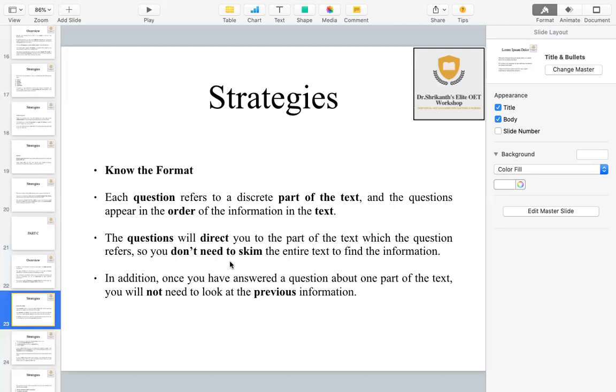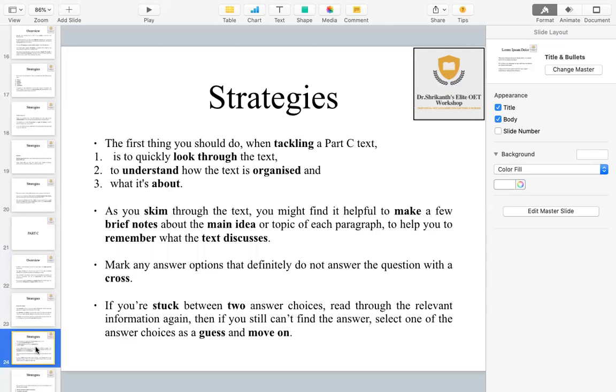This is what you have to do in part A. In part A, there is no specific sequential order. You have to scan through all 4 texts to find out where exactly the answer is located. But in part C, fortunately, there is no need to do that. Just read that specific paragraph where the answer is located. In addition, once you've answered a question about one part of the text, there is no need to look at the previous information again. Something that I already mentioned.